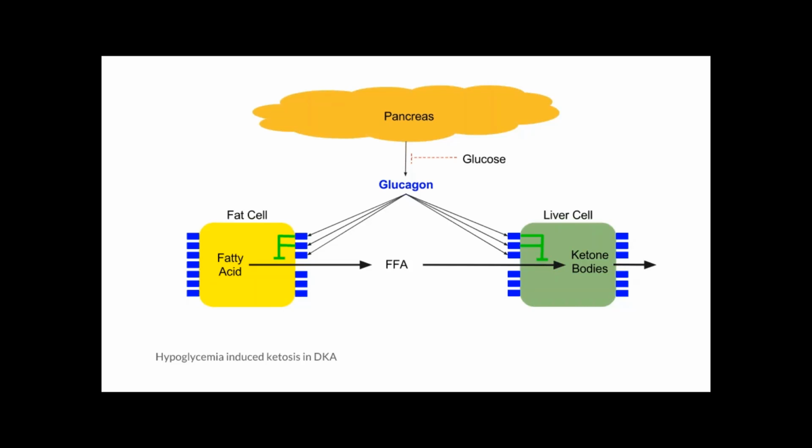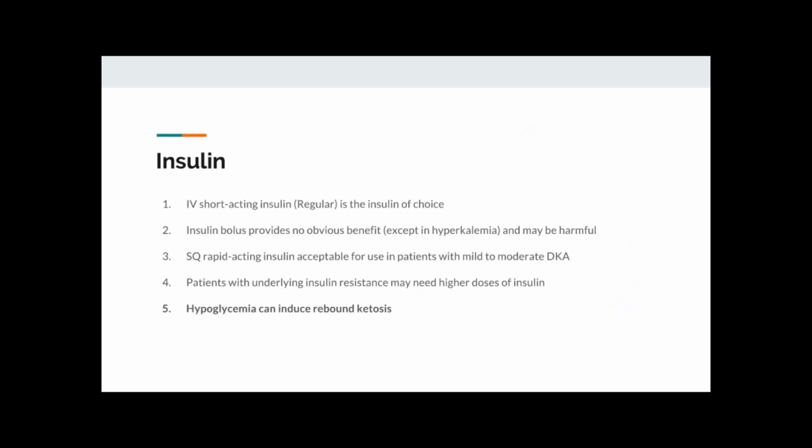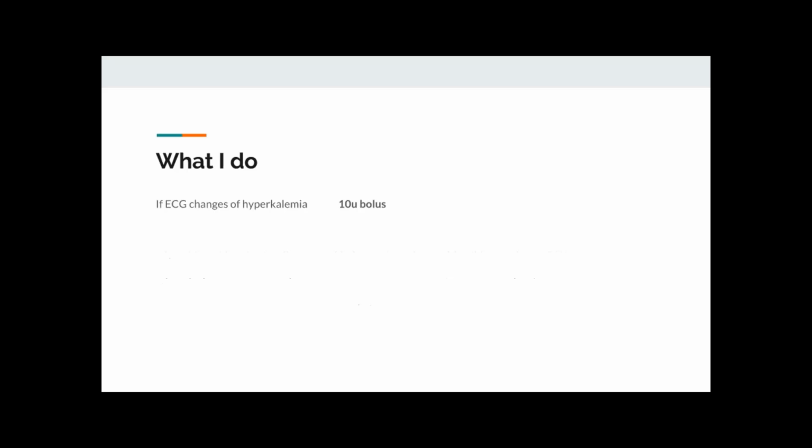So hypoglycemic DKA patients, you're giving a lot of insulin to, if you don't watch their sugar, you're going to give them a hypoglycemic event. Okay? So the number 5 point is watch for hypoglycemia with insulin. Okay? So quickly, this is what I do.